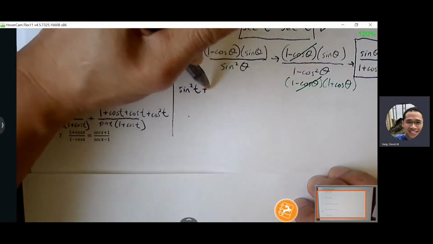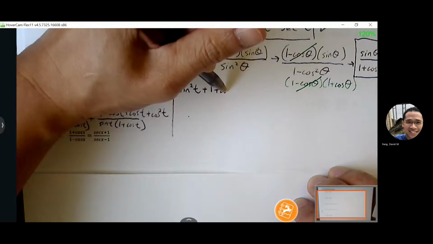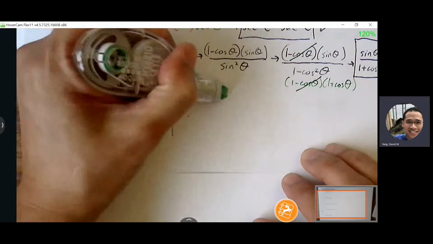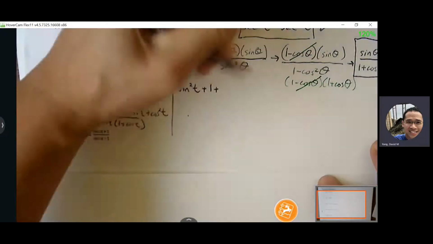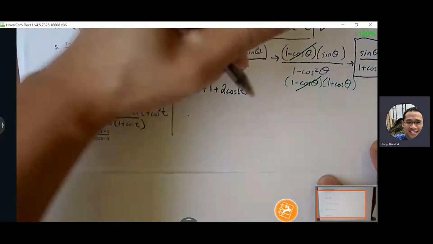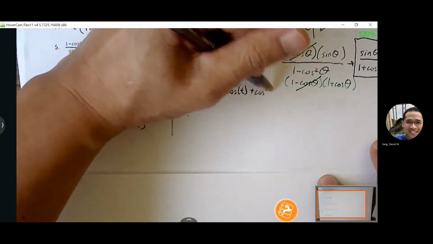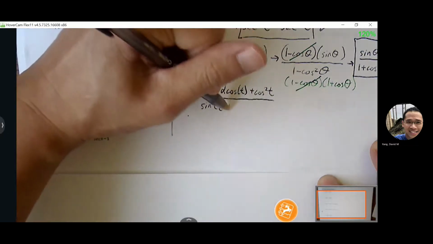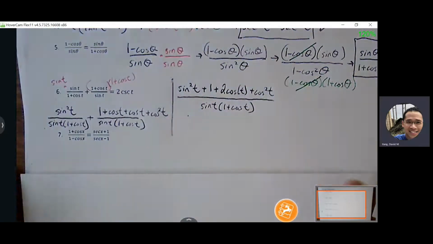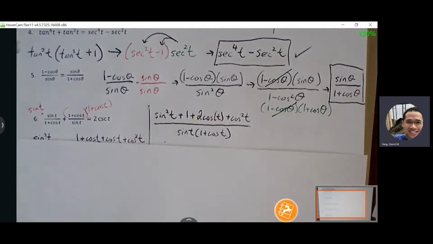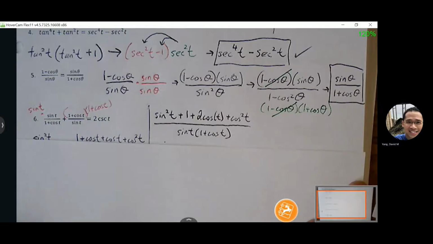Okay, so here is everything under 1 fraction. Sorry, this is cosine t plus cosine t. I'm going to merge that together to be 2 cosine t. Okay, at least we have it down to 1 fraction. You guys see anything here? Anything in the numerator that catches your attention?